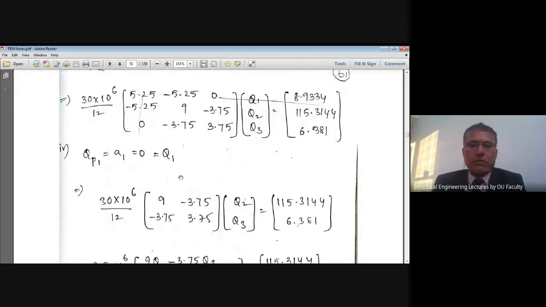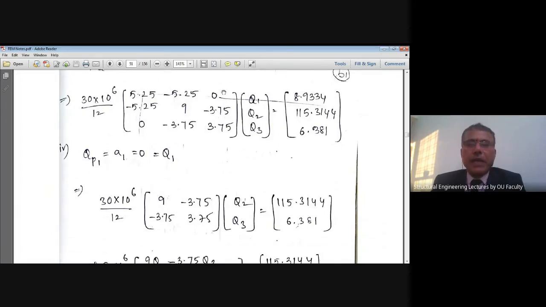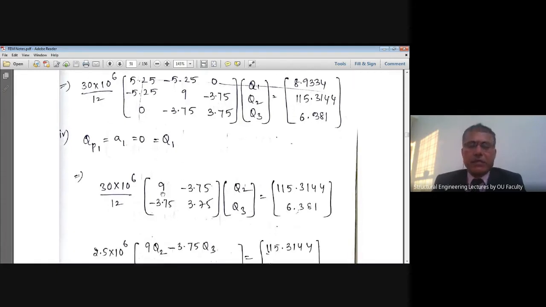That is equal to QA1. Means in the elimination approach, I need not calculate what Q1 is from this equilibrium equation. I need to calculate only Q2 and Q3. Therefore, in the elimination approach, this QP1 equal to A1 equal to 0 is obtained by eliminating rho from the equilibrium equation, as well as eliminating that column from the structural stiffness matrix.